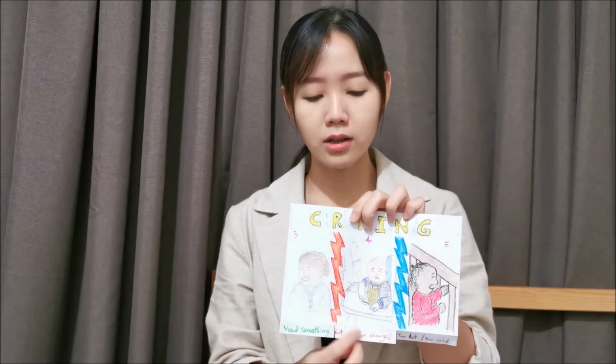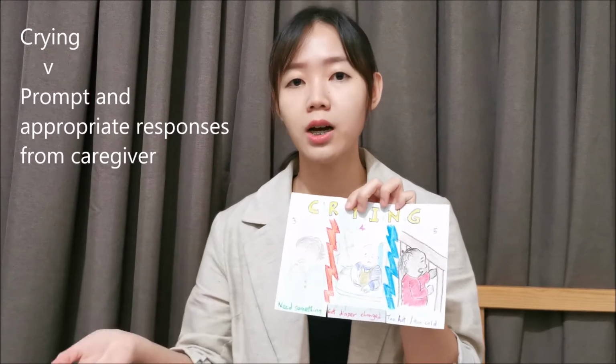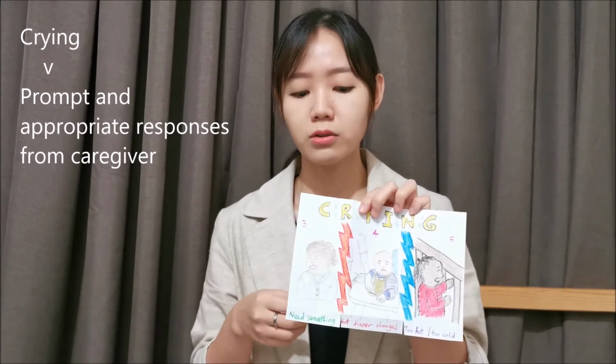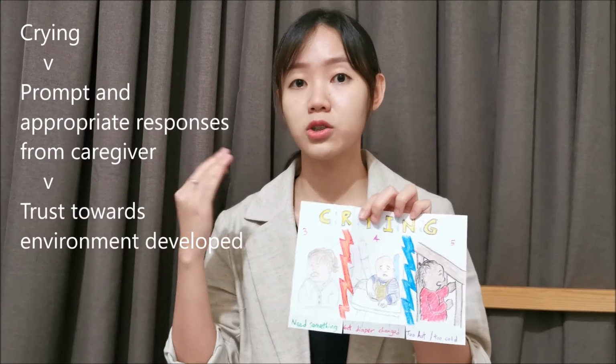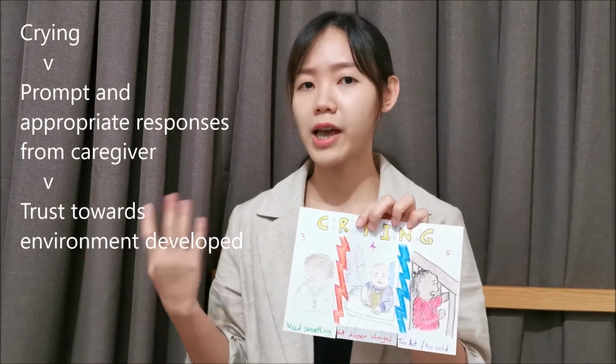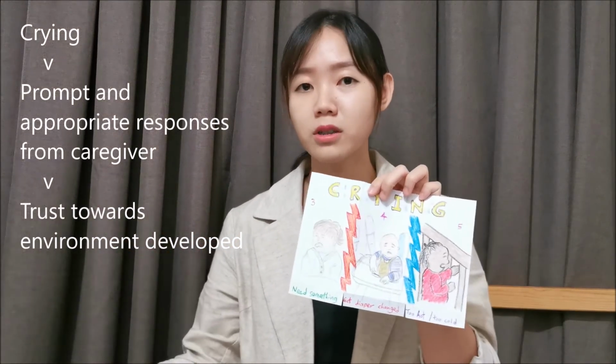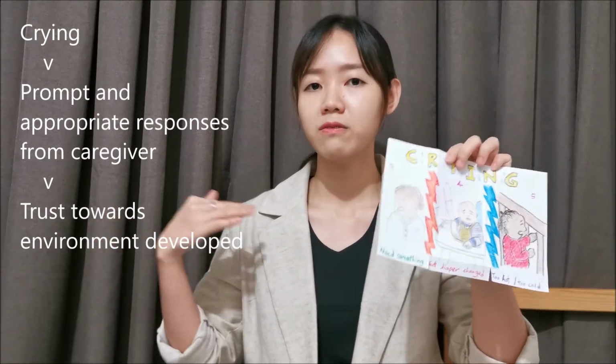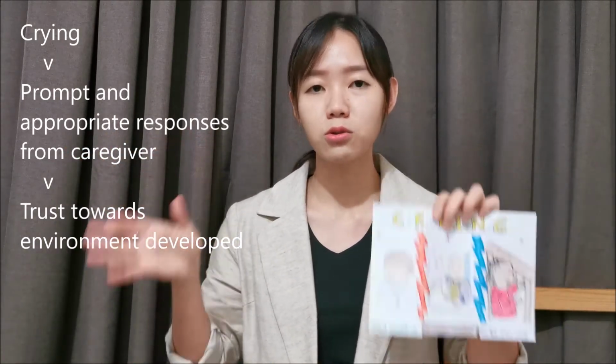Next, some crying. Let's discuss this. When the children cry, the adult or caregiver has to respond promptly and appropriately, in order for them to develop trust towards the adults or the caregiver and even towards the environment, so that they believe the world, the environment, is good and positive, and can explore it. So this is about the social emotional development of the children.